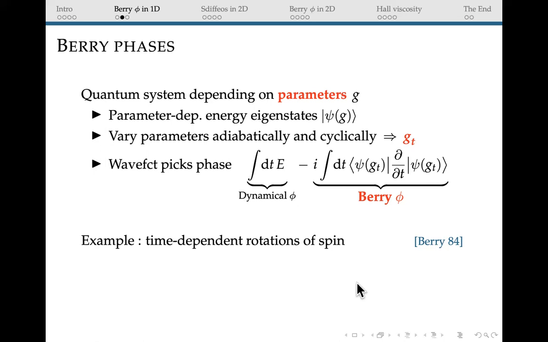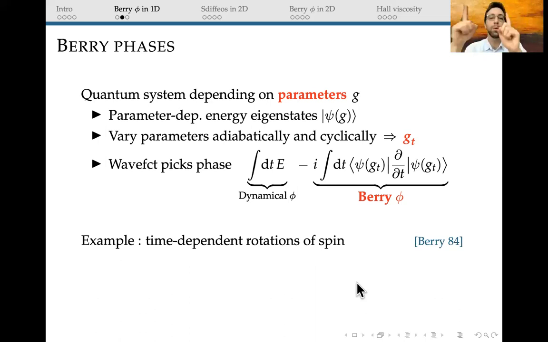Imagine that you have a spin vector put in a very strong magnetic field. If the magnetic field is very strong, the spin is going to align itself with the magnetic field. And if you now start changing the orientation of the magnetic field very slowly, the spin vector is going to follow it. And if eventually you return to the initial orientation, the actual state vector of the system has picked up a Berry phase, which happens to be proportional to the area enclosed by that path on the unit sphere.